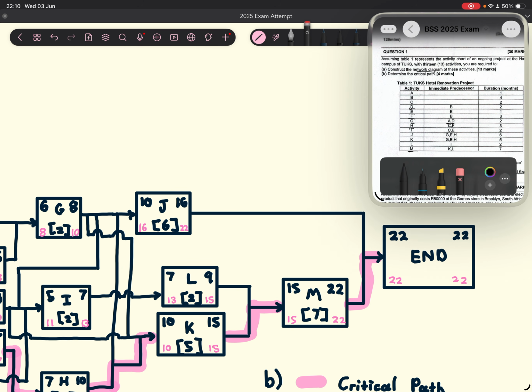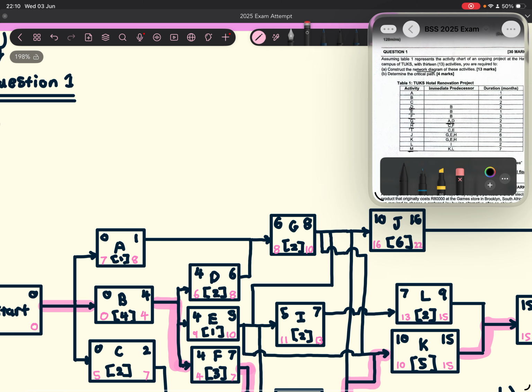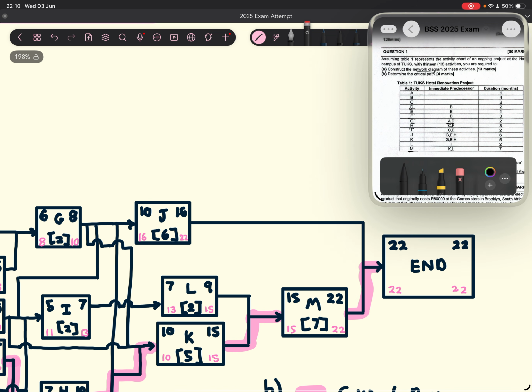Okay, so once you've done that, then we can start filling in the late finish and the late start, right? So you first do all your activities and you do your forward pass, which is these numbers on the top. Then once you're done with that, then you go to the pink numbers at the bottom.